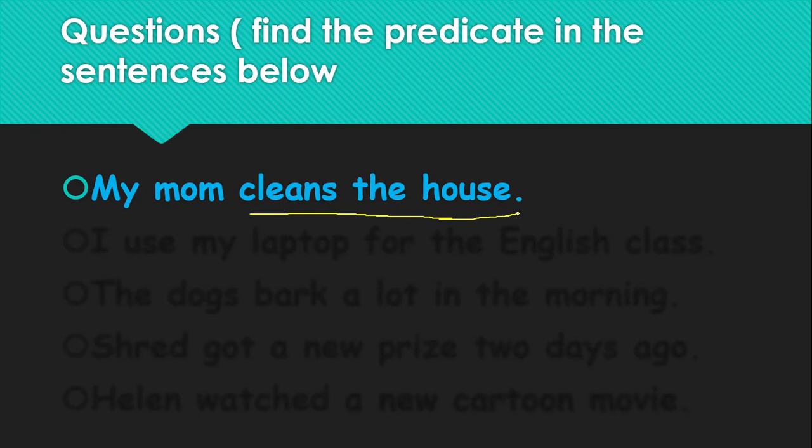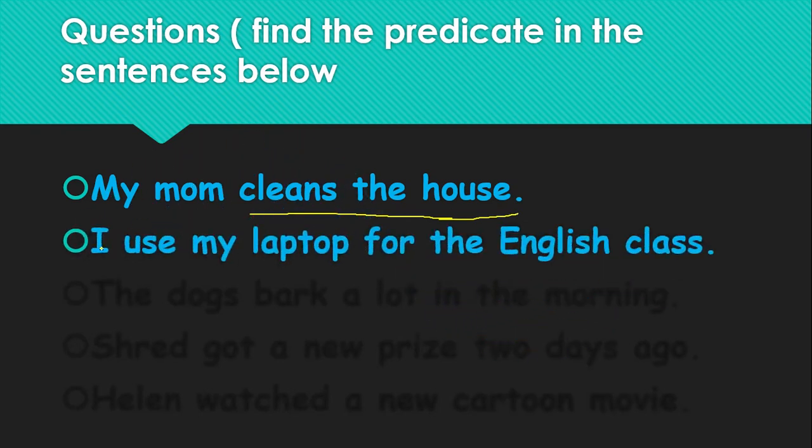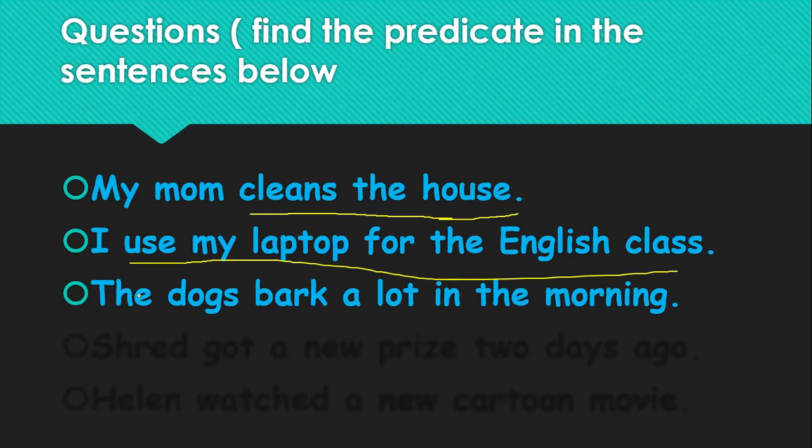That's perfect. Number 2. I use my laptop for the English class. Of course, I is a subject. Where is the predicate? The predicate comes directly after the subject. Use my laptop for the English class. Excellent. Number 3. The dogs bark a lot in the morning. So what do the dogs do here? Bark a lot in the morning.